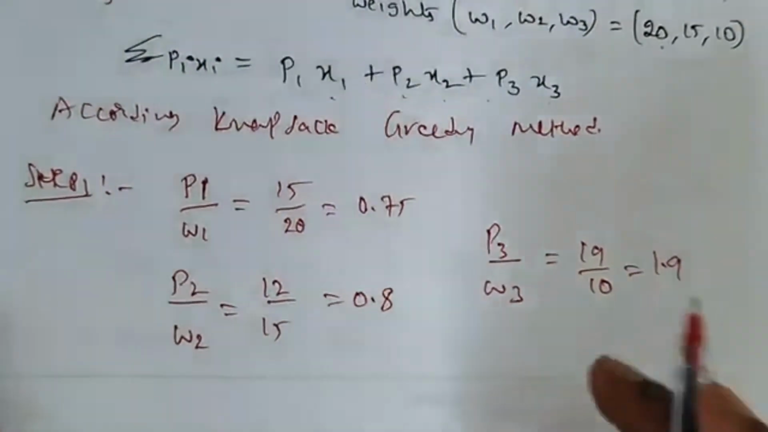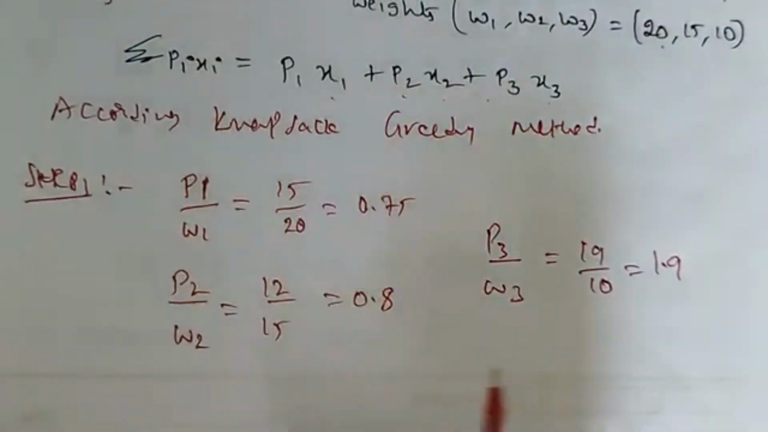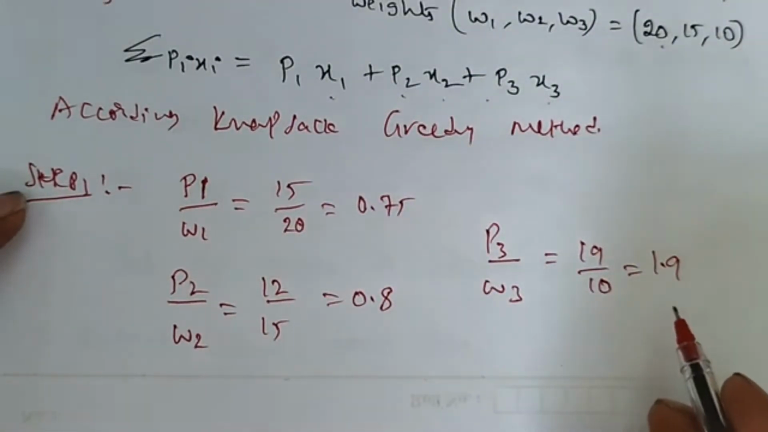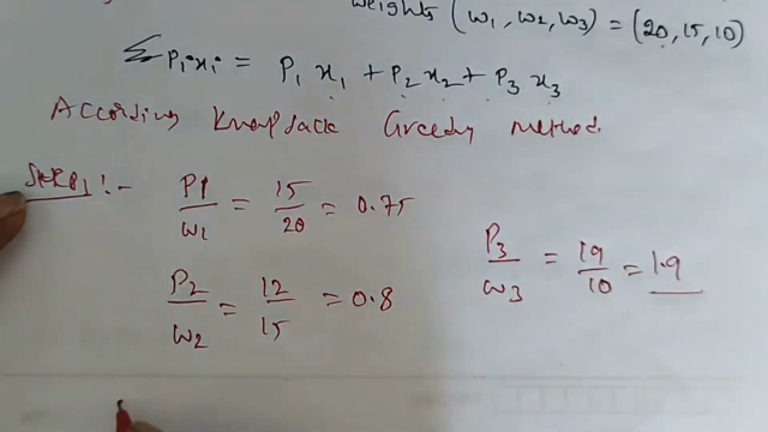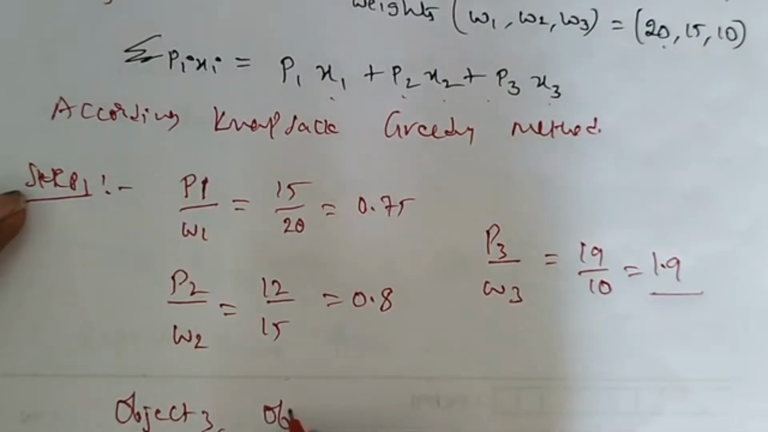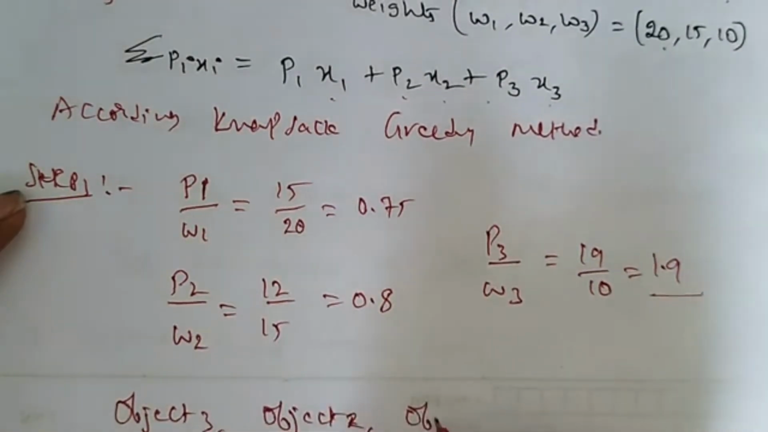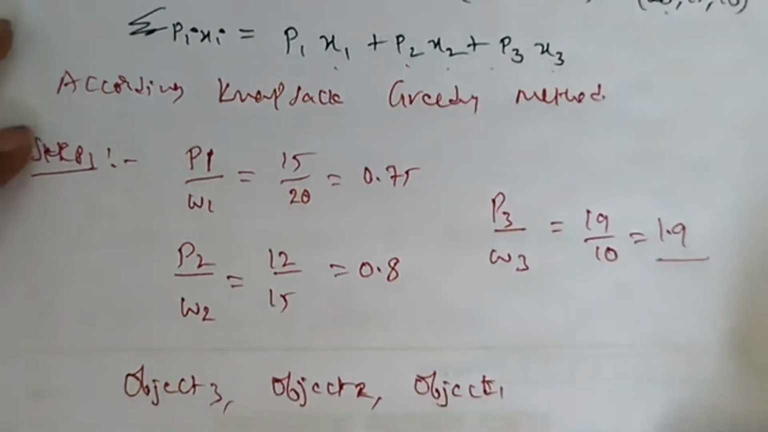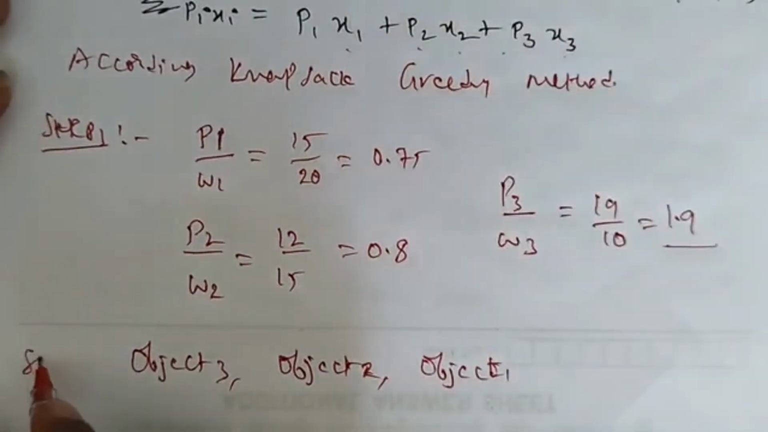What is the second step? Arrange these objects in descending order, meaning from the maximum value first. What is the maximum value? 1.9. So object 3, object 2, object 1. This is the descending order. Step 2.